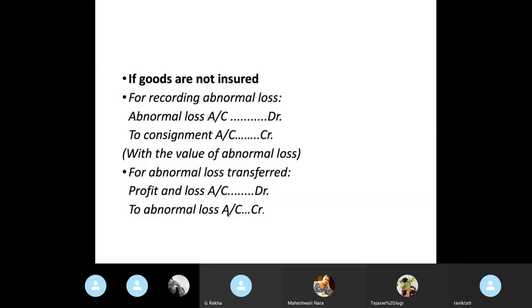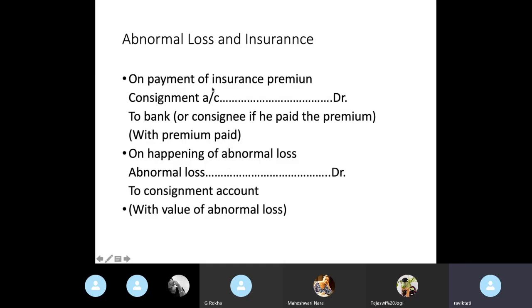Now, how to record this abnormal loss? Abnormal loss account to consignment: in the consignment account, the abnormal loss is credited. For abnormal loss transferred, profit and loss to abnormal loss, that is later. On payment of insurance premium, for this loss you will claim the insurance and you will receive the amount. And when you receive the claim, then you have to account.